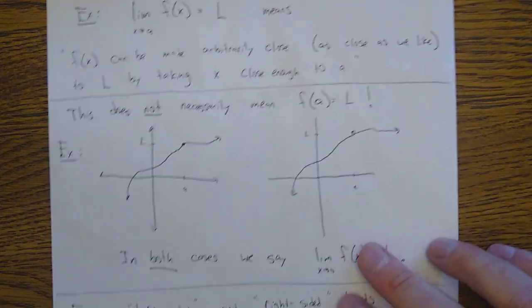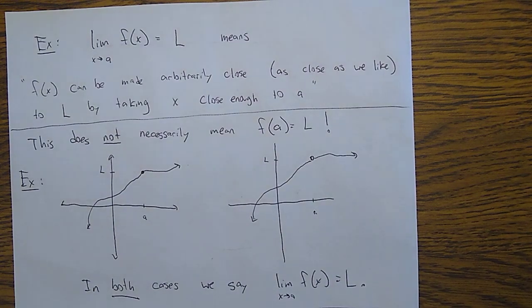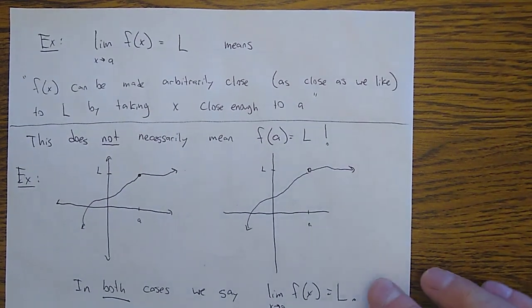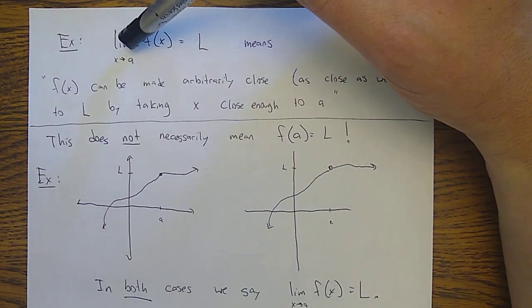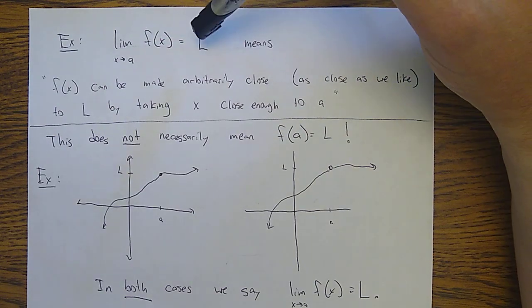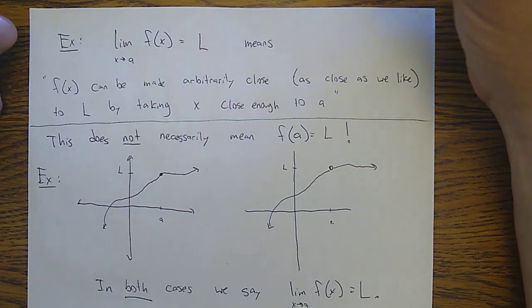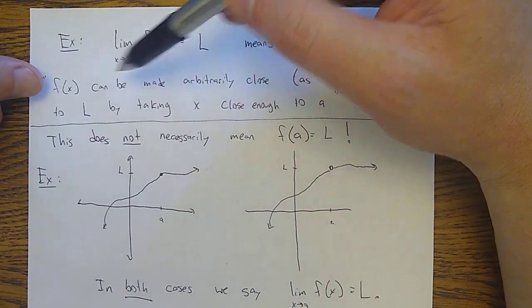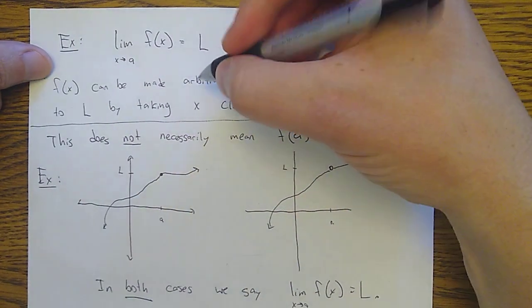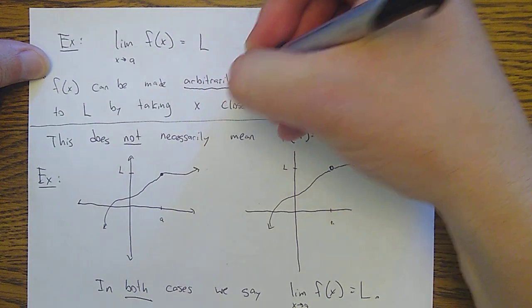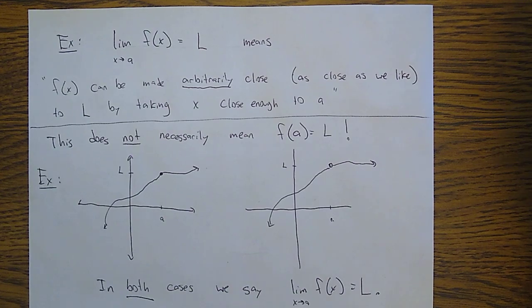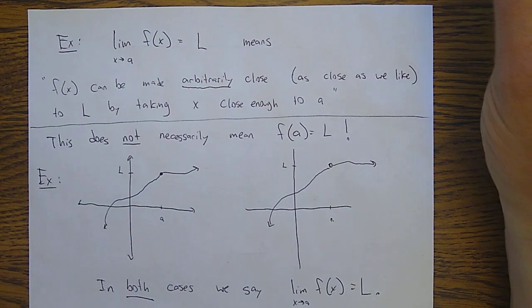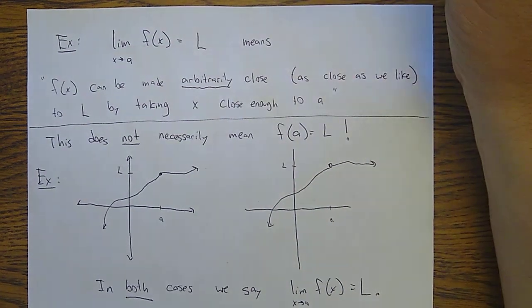Then I see in the online homework there are some conceptual questions about what limits mean. So let me just put this out there. If I say the limit as x goes to a of f of x equals L, what that means is f of x can be made, we say, arbitrarily close. And when I say arbitrarily close, I mean as close as we like to L by taking x close enough to a.